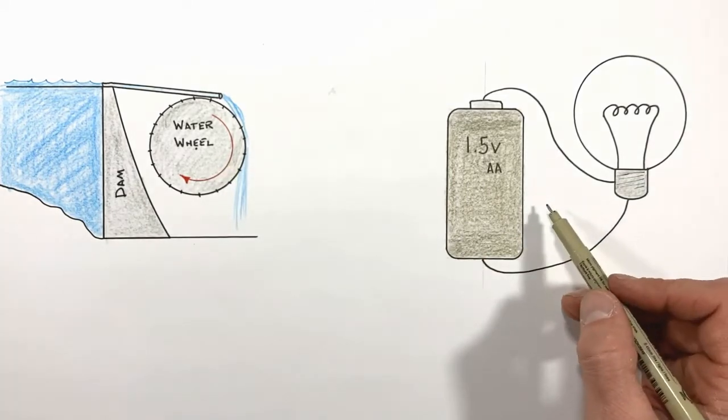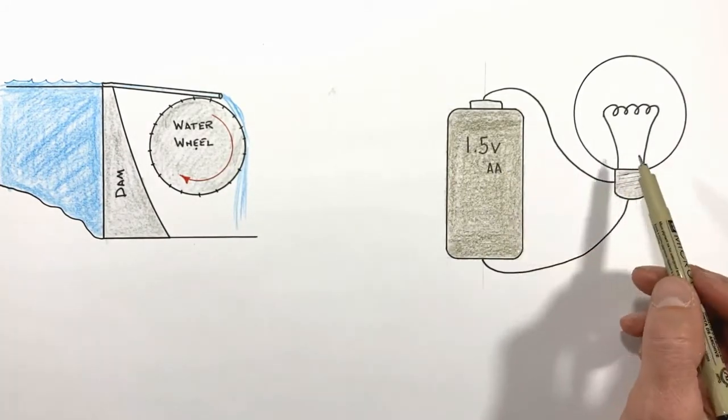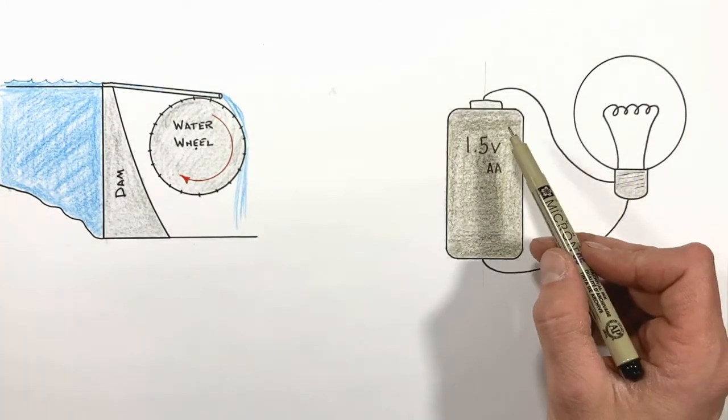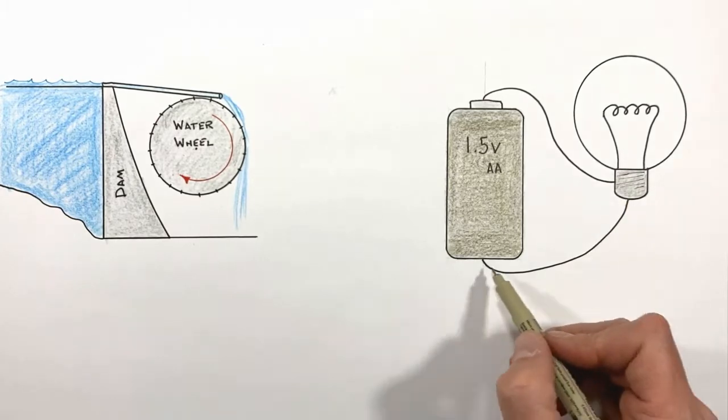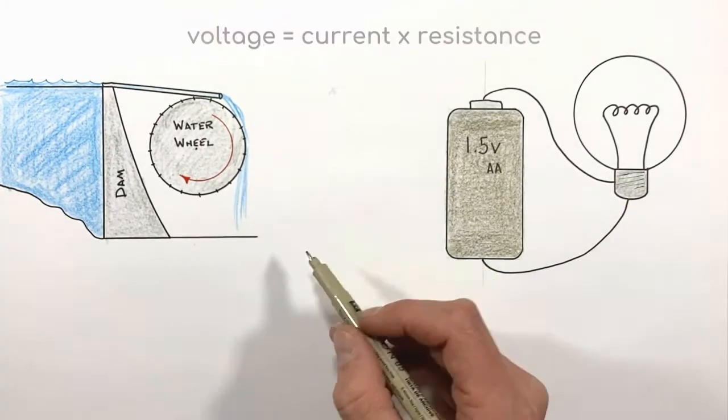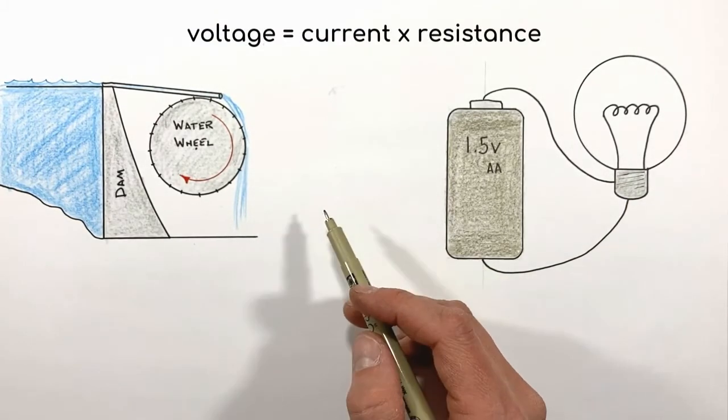And in the other situation, we're going to connect a battery to a light bulb with a wire that runs from one side of the battery to the bulb, then from the bulb to the other side of the battery. Now, looking at Ohm's law first, I want to talk about resistance.